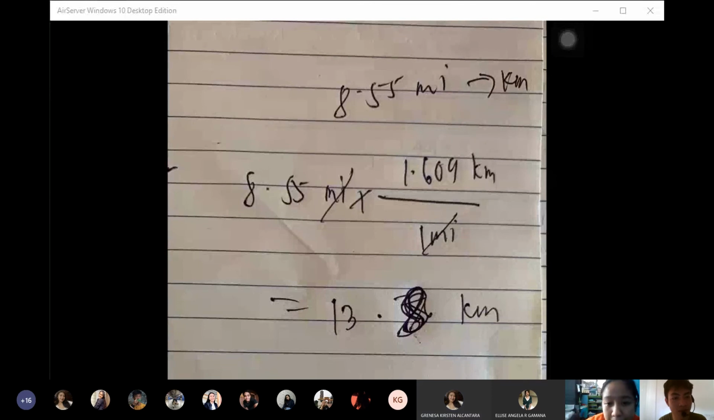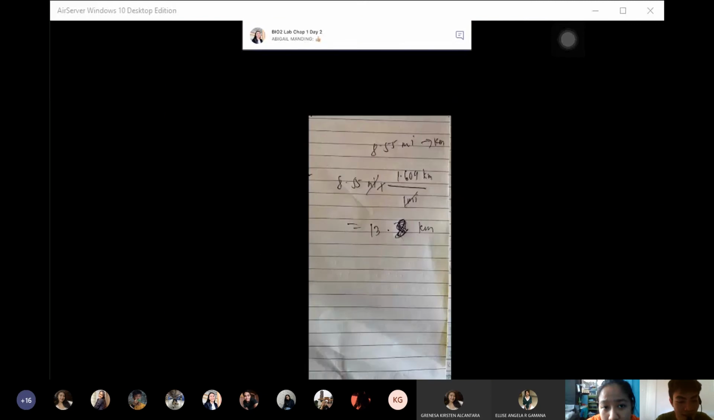So, yan. So, tama naman na. So, since we have three significant figures, our final answer should be in three significant figures. So, nasa calculator natin, 13.75695. Cut natin sa third significant figure. So, 13.8 kilometers. So, thank you very much, no?